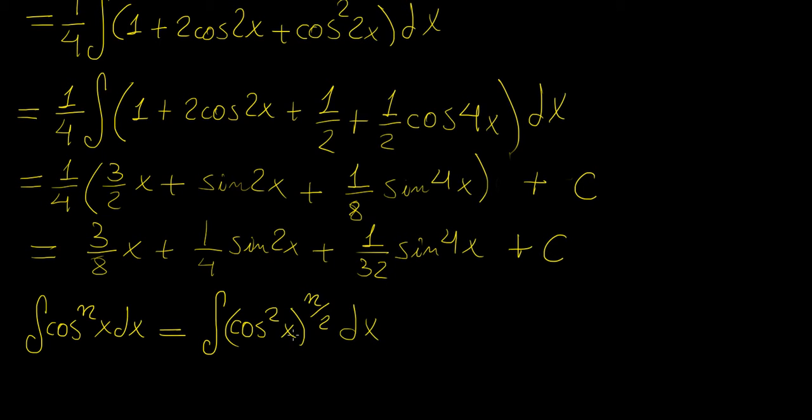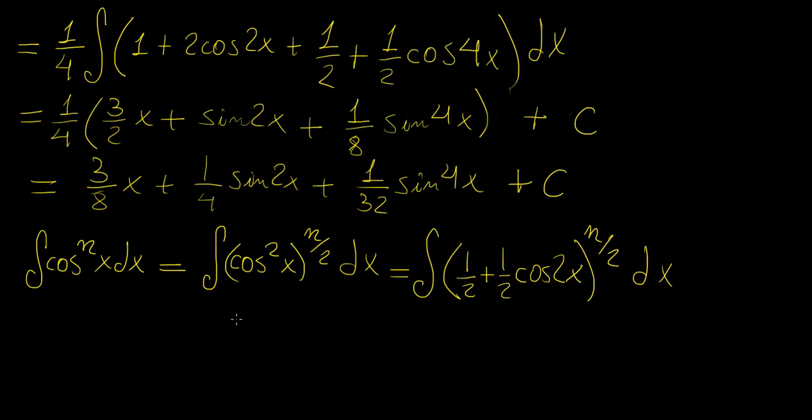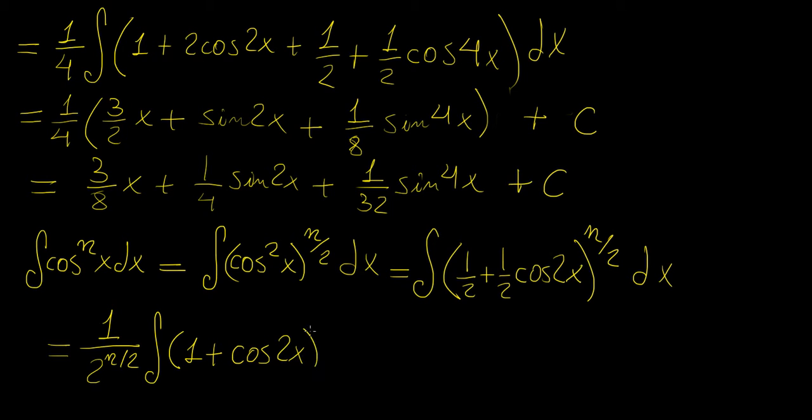And now what you can do with this is, well, you know that you're going to have a half in here, so this is going to become half plus half of cosine 2x to the power of n on 2 times dx. And now you could factor out the 1 over 2, and then raise that to the power of n on 2. So this becomes 1 over 2 to the power of n over 2 times the integral of 1 plus cosine of 2x to the power of n on 2 times dx.